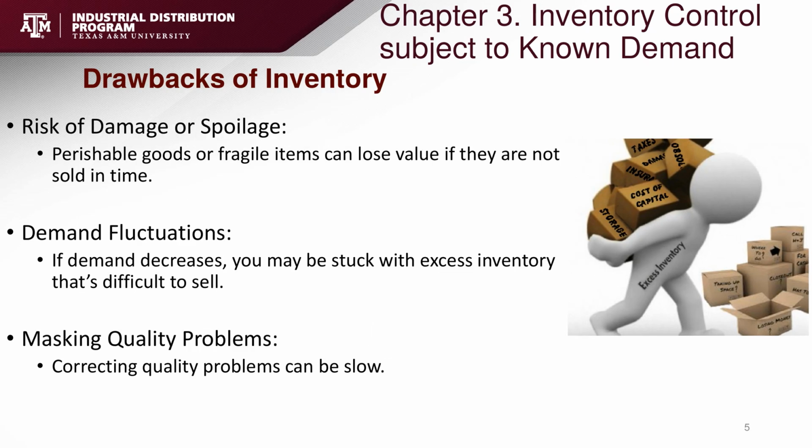All right, 3 more drawbacks. First, the risk of damage or spoilage. Fragile or perishable items lose value fast. Then there are demand fluctuations. If demand drops, you're stuck with excess inventory. And masking quality problems. This one is subtle but critical. When you have a massive buffer stock, quality issues stay hidden in the pile, making it much slower to identify and rectify defective parts. Companies that use scientific inventory control to solve these problems gain a significant competitive advantage in the marketplace.